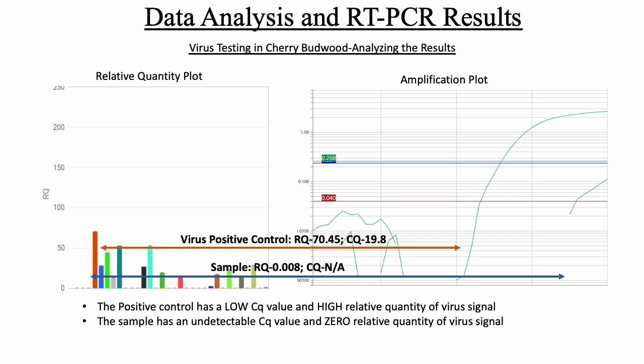As your PCR reaction proceeds and the signal being read from our probes increases, you expect to see a nice smooth curve until it begins to flatten off when the components of your reaction begin to become exhausted. So in this example, you can see the positive control has a low Cq value and a high relative quantity of the virus, while the sample has an undetectable Cq value and zero relative quantity of virus signal. From this, we can conclude the sample is most likely negative, as both the Cq value and the relative quantity indicate no viral DNA is present.